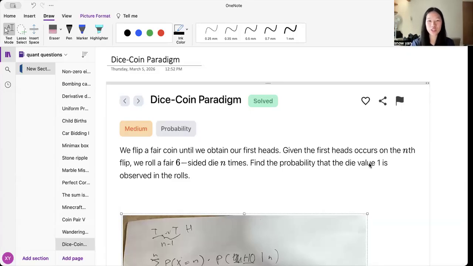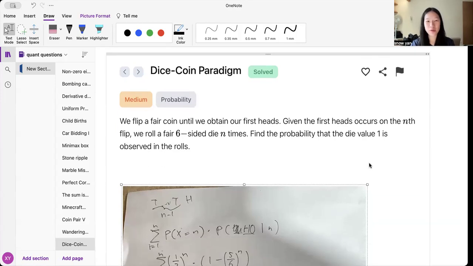Okay, so today's question is called dice coin paradigm. It's another probability question. We flip a fair coin until we obtain our first heads. Given the first heads occurs on the nth flip, we roll a fair six-sided die n times. Find the probability that the die value 1 is observed in the rolls.